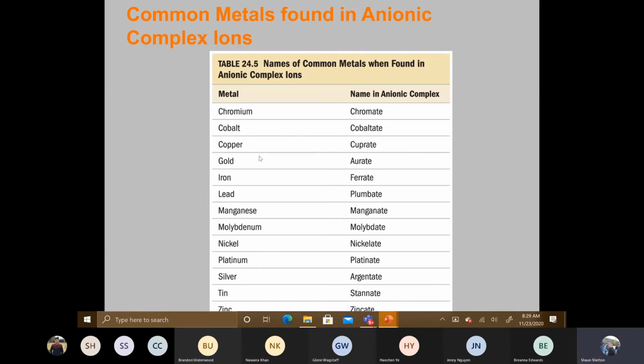Now, if we look at chromium, chromium would be chromate. Cobalt is cobaltate. Copper is cuprate. Now you say, where the heck did cuprate come from? Remember, this is something that you probably learned or did not learn. It depends on your instructor. Some of the metals have Latin names. So Cu is cuprum. That's where cup comes from, and then the -um gets changed to -ate, giving cuprate.